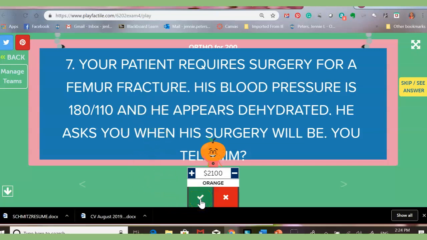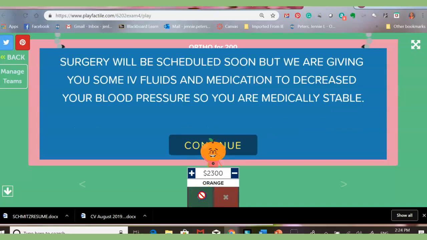So looking at this question, my thought is, okay, requires surgery, so we know he has to go. Femur fracture. Is this an emergency surgery? Like, does he have to go right now? Probably not. His blood pressure is 180/110, so that's high. We need to get that blood pressure down. Dehydrated. We need to give him fluids. I don't want him having general anesthesia and being dehydrated with hypertension. That's high risk for complications, a stroke, shock. So the best answer is surgery will be scheduled soon, but we are giving you some IV fluids and medication to decrease your blood pressure so you're medically stable.